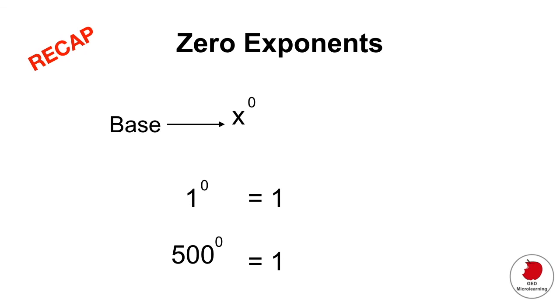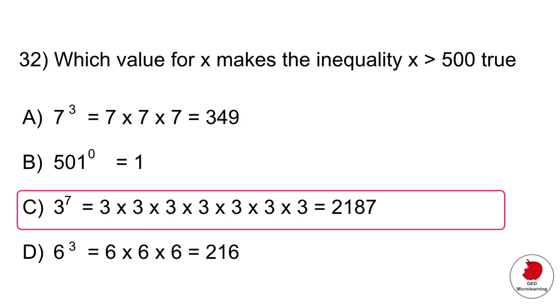Okay, so if we go ahead and solve these exponents, you can see that the value that is largest is C, 3 raised to the power of 7. Okay, so that is the correct option by a long shot.